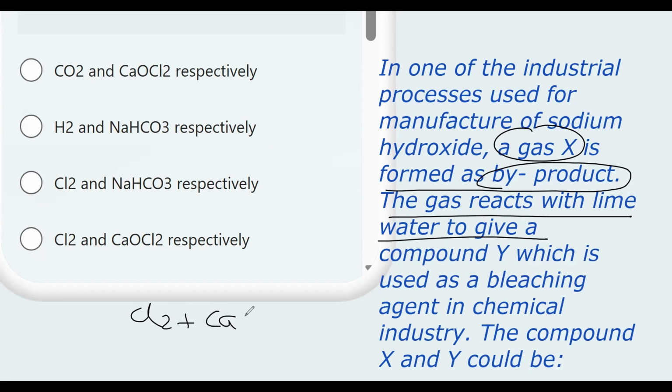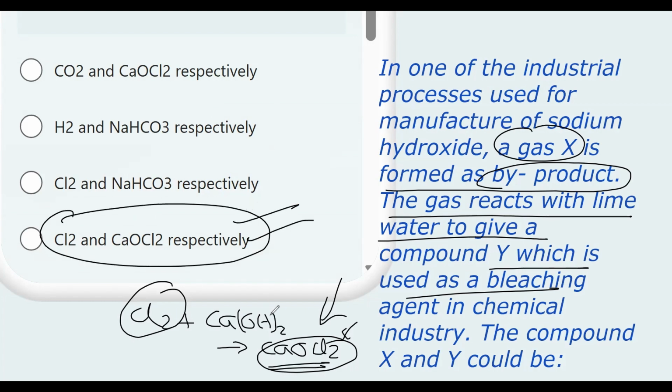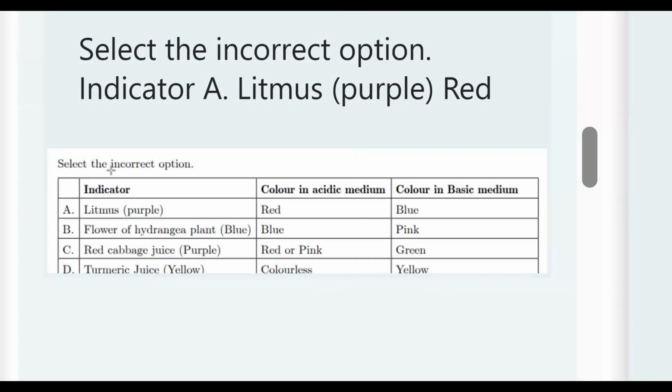which is Ca(OH)2, gives calcium oxychloride, CaOCl2, and this is bleach here, right? So Y is used as bleach. So we can see Y is bleaching powder, and X is Cl2, chlorine gas. So the correct option is this one. That is option D here.